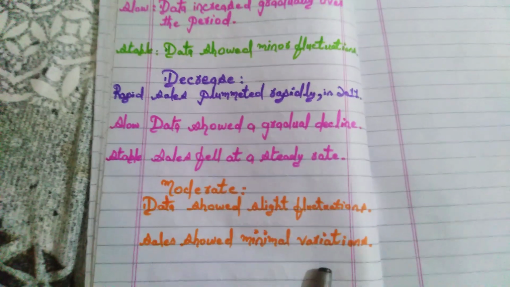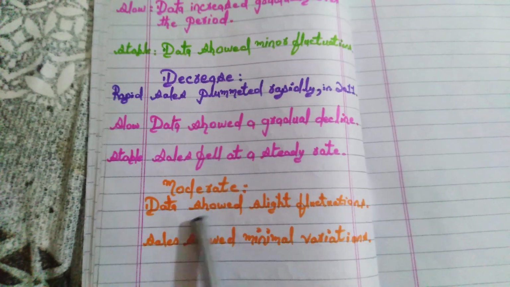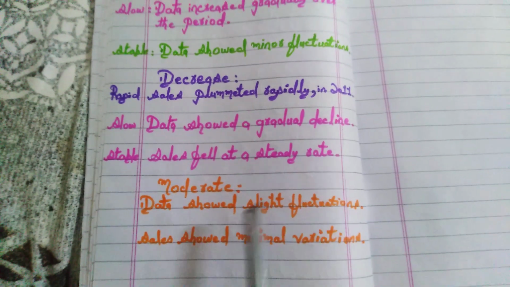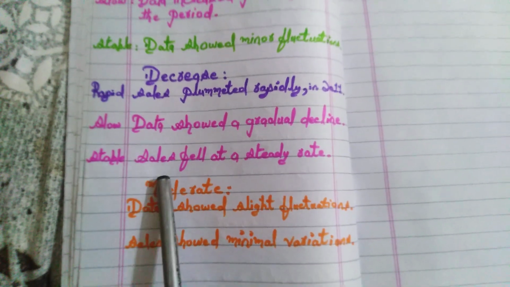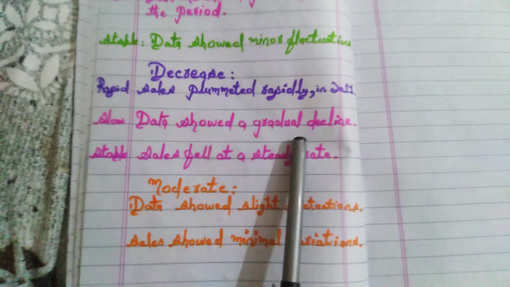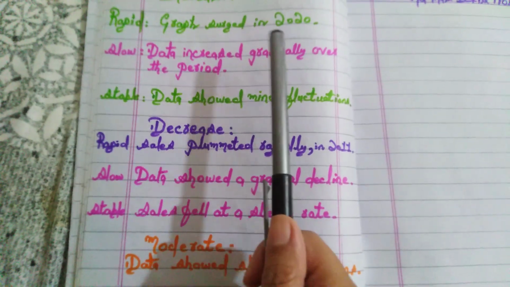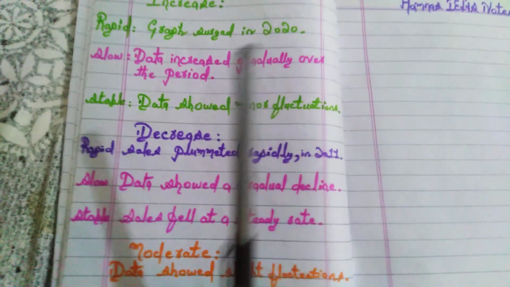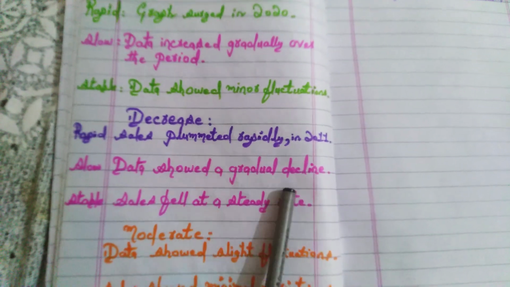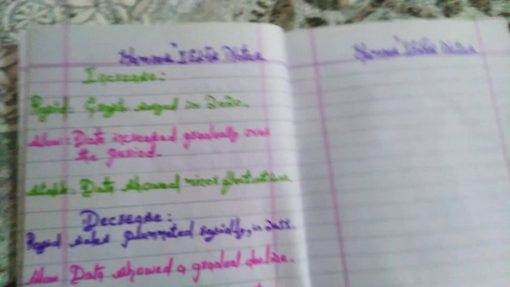Sales showed minimal variations. If the trend is moderate, say sales showed minimal variations, or the data showed slight fluctuations. If it's decreasing at a stable rate, sales fell at a steady rate, or the data showed a gradual decline. If it's increasing slowly, say increased gradually over the given time frame. If it's decreasing slowly, say showed a gradual decline.